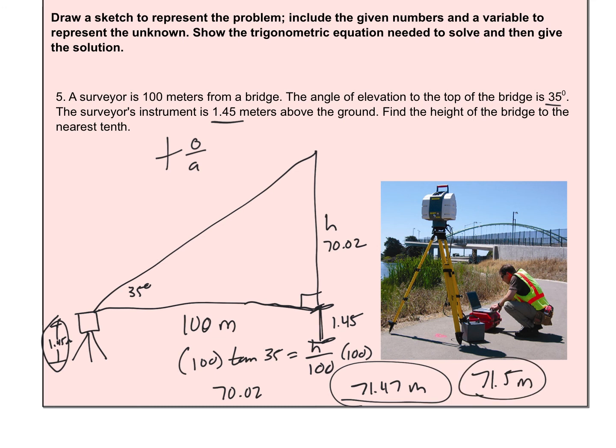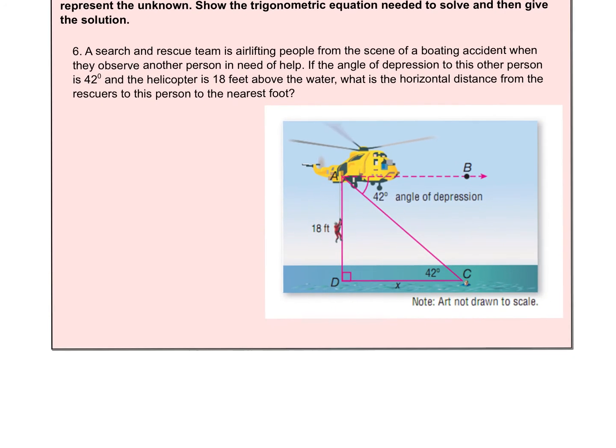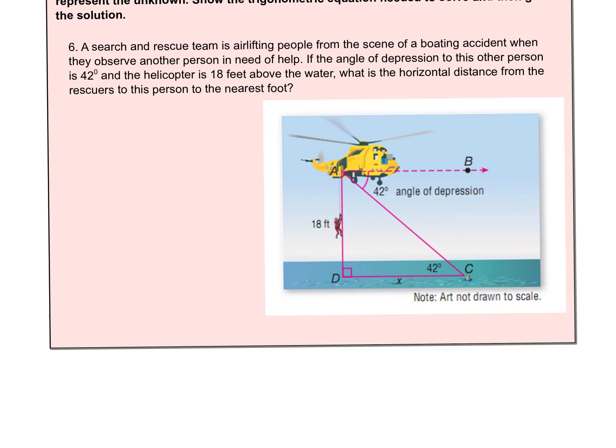Okay. All right, so let's look at the last one here. We've got a search and rescue team, the airlift people. They have a 42-degree angle of depression. They're 18 feet above the water. What is the distance to the swimmer? So they're dropping from 18 feet above the water, with a 42-degree angle of depression. So let's see what we've got. We're trying to figure this out.